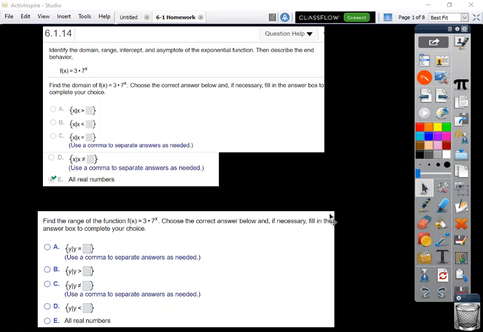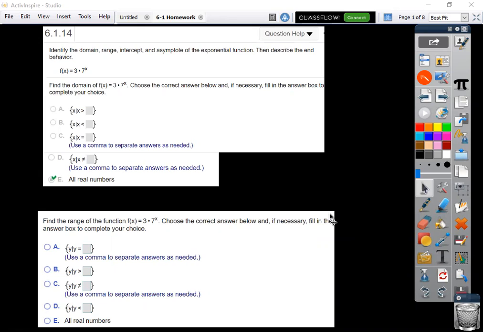Okay, problem 6.1.14. The first problem, I believe, in lesson 6-1. We're supposed to find the domain, range, x-intercepts, and asymptotes for this problem. And you see a sample of what the formats are there that you can use.